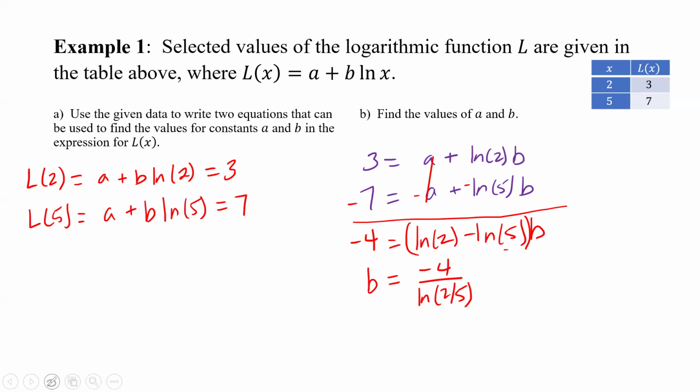So now we're going to solve for a. Does it matter which one of these you choose to solve for a? No, you're going to plug b into either one of these, and wham, bam, thank you, ma'am. You now have the exact value of your a. So if I choose the first one, so if I let a equal, and it's going to be 3 minus b times the natural log of 2. Does that make sense?